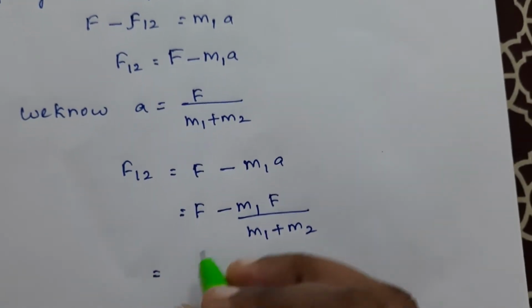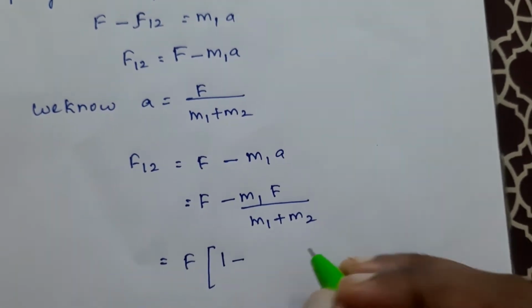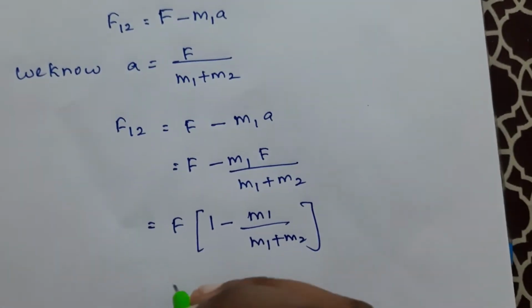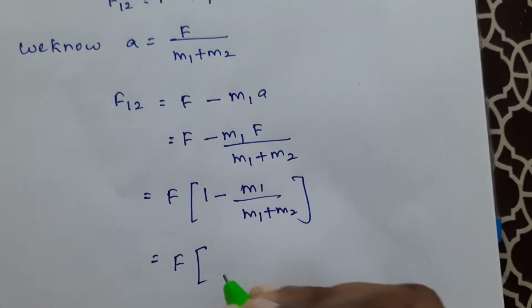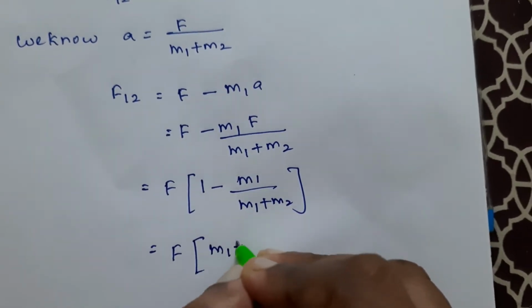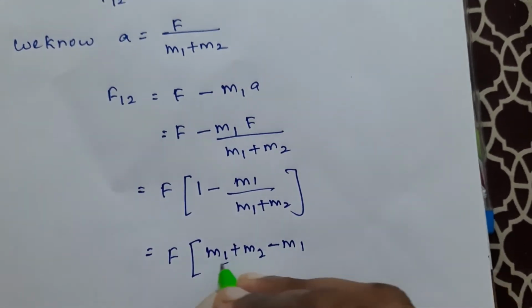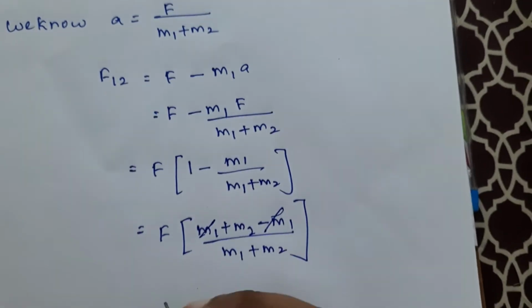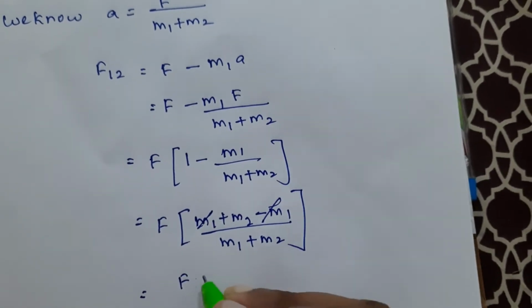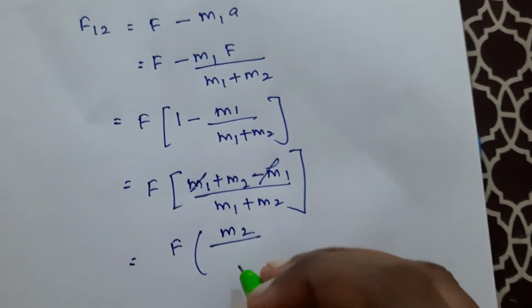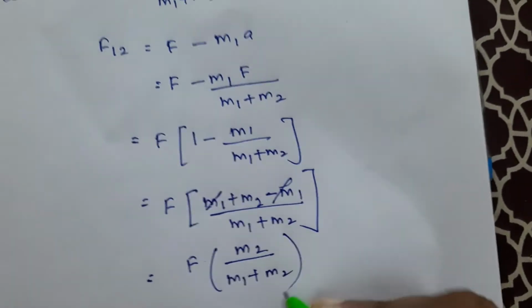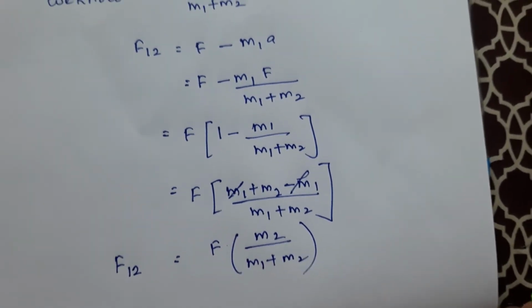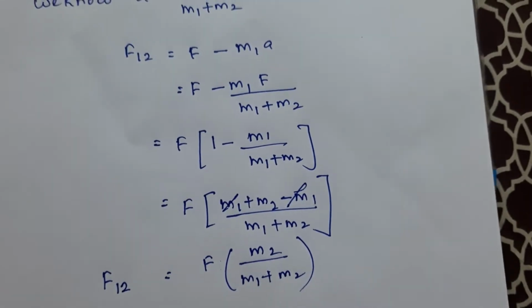Taking f outside, we get f into 1 minus m1 by m1 plus m2. So we can write this as f into m1 plus m2 minus m1 by m1 plus m2. The m1 and m1 get cancelled. So what we get is f into m2 by m1 plus m2. This is f12. We got the f12 value as f into m2 by m1 plus m2.